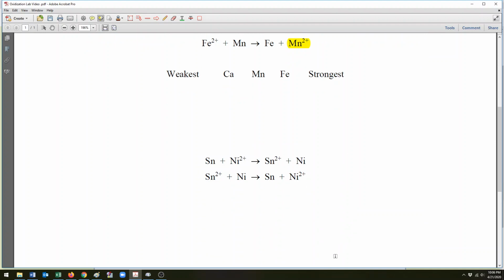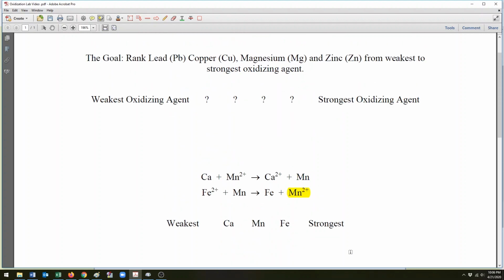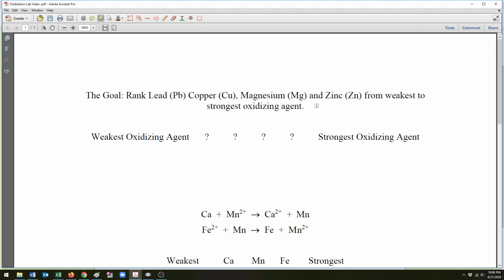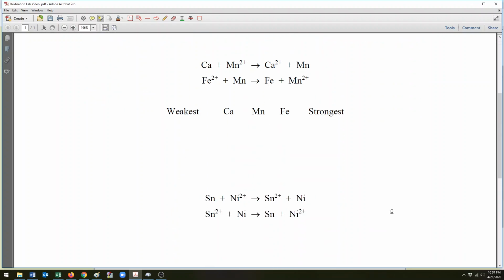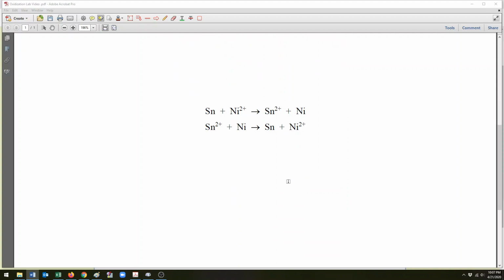So if you're trying to accomplish the goals of this lab, which remember are to rank these 4 metals from weakest to strongest oxidizing agent, we basically need to have a way of figuring out which is stronger out of 2 of them. Is copper stronger than lead, or is lead stronger than copper? So the way that we go about doing this is creating a situation where 2 potential reactions can occur.